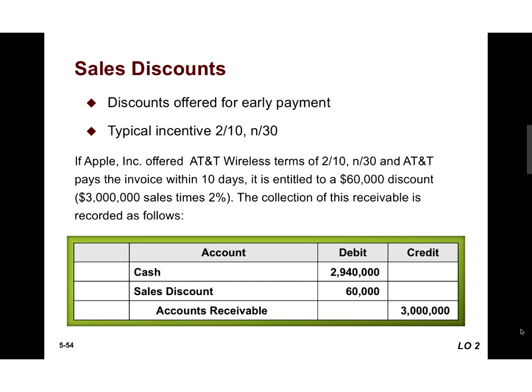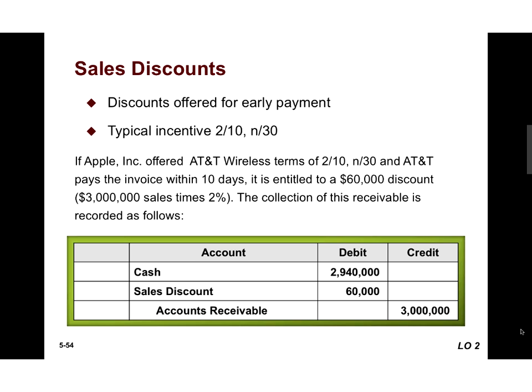Okay, so sales discounts. You need to know what a sales discount is. It's to encourage early payment. It's a discount given for prompt payment. So we're encouraging customers to pay us faster. That's a sales discount, and a sales discount is a contra revenue account.